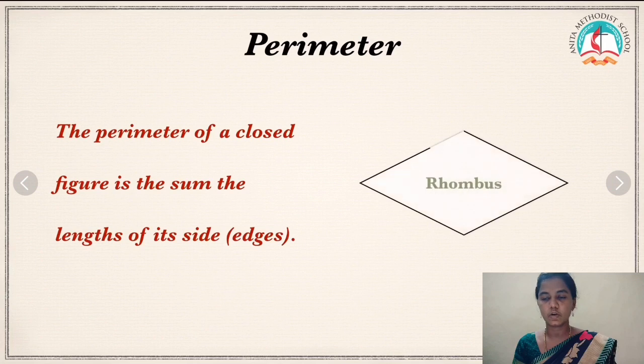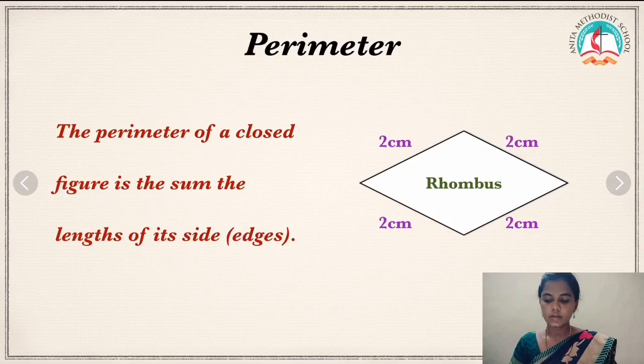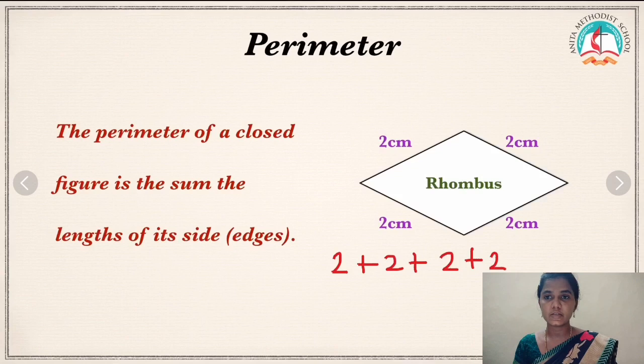So here I am giving you the rhombus with the measurement 2 centimeter. In rhombus, if one side is 2 centimeter means all the other sides also 2 centimeter, because all the sides are equal in rhombus. Okay, so here what about the perimeter of this rhombus? Here we need to add all the sides. So 2 plus 2 plus 2 plus 2, which is equal to 8 centimeter. So the perimeter of the given rhombus is 8 centimeter.